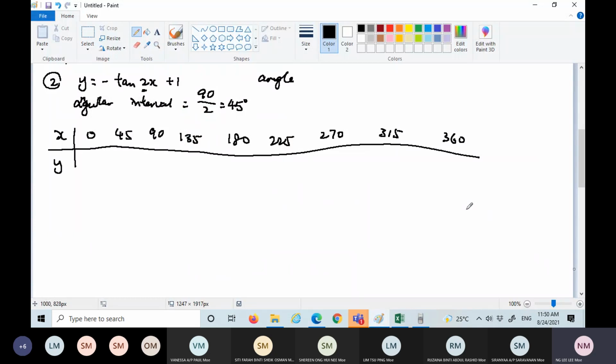Okay, be careful, tangent. Tangent, when you press calculator, they show you the maths error. That one is infinity. Okay, so Sonia Sri, you do for when x is 0. Theo, you do for when x is 45. And Vanessa, you do for when x is 90. Okay, and then Hanis, you do when x is 135.